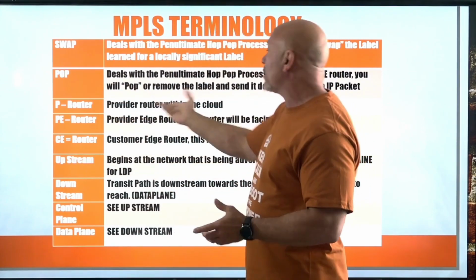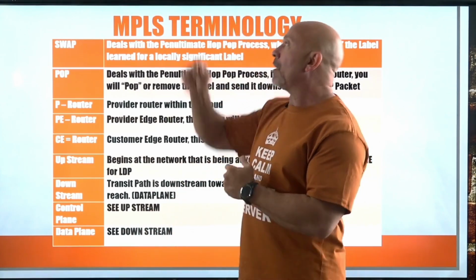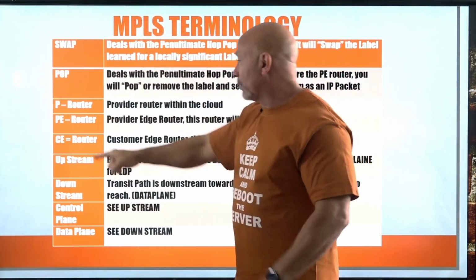So that's all that means. The P router means it's a provider router. The PE router means it's a provider edge router. That's the router you're connected to. Hey, that's my provider edge router. I'm the customer edge router, so I'm connected to him. That's what customer edge is.